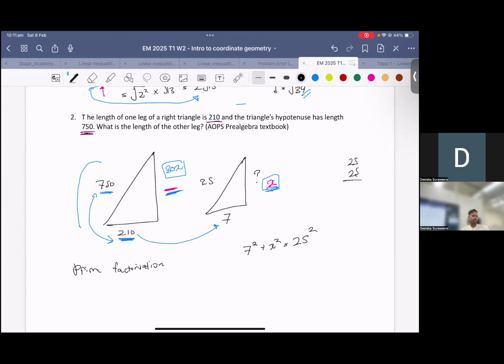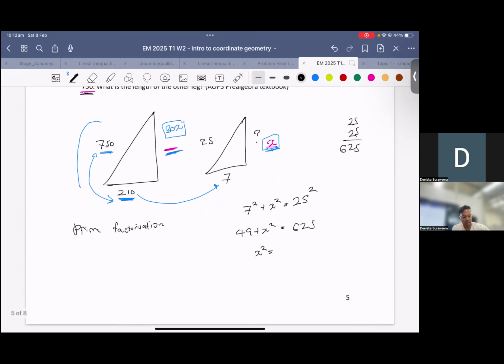I'm not saying you need to memorize 25 squared, but the more you do, the better you memorize. What's 25 squared? 600. Oh, no, it's 640. 625. Yeah, 625. And then that means 49 plus x squared is 625. x squared is 625 minus 49, which is 576. And I'll let you use a calculator here if you want.